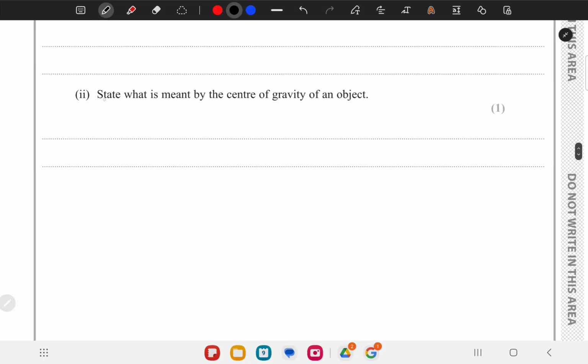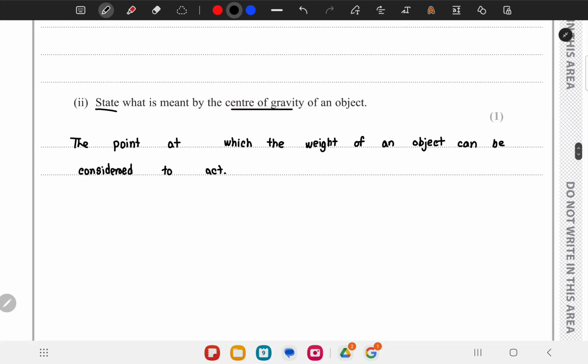Now for part 2, we have to state what is meant by the center of gravity. So we have to just write down the definition of center of gravity, which we learned to be the point through which the weight of an object can be considered to act. So this is how we write the answer.